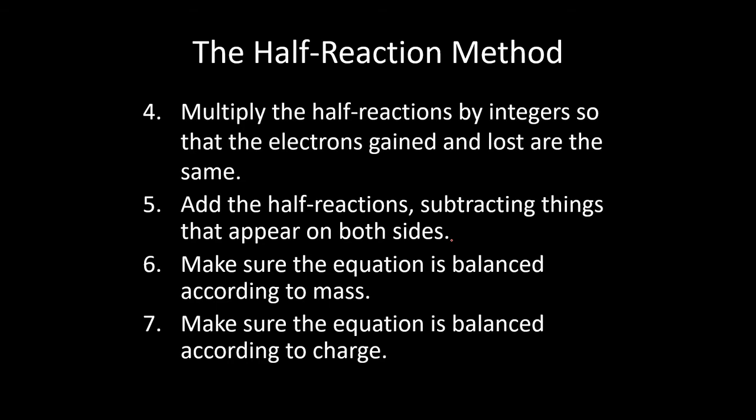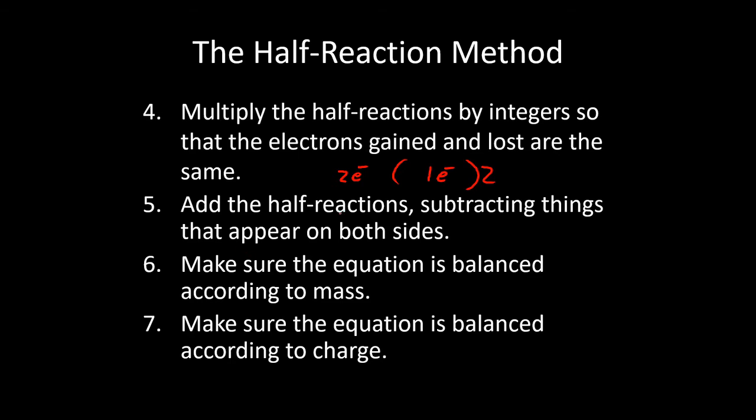So once you have the two half reactions individually balanced, you're going to multiply the two half reactions by integers so that the electrons gained and lost are the same. So if, for example, in one of your half reactions there are 2 electrons being transferred, and in the other one only 1 electron is being transferred, you're going to take the half reaction that only has 1 being transferred, and everything inside of it gets multiplied by 2. You need the number of electrons being transferred in one half reaction versus the other to be the same.